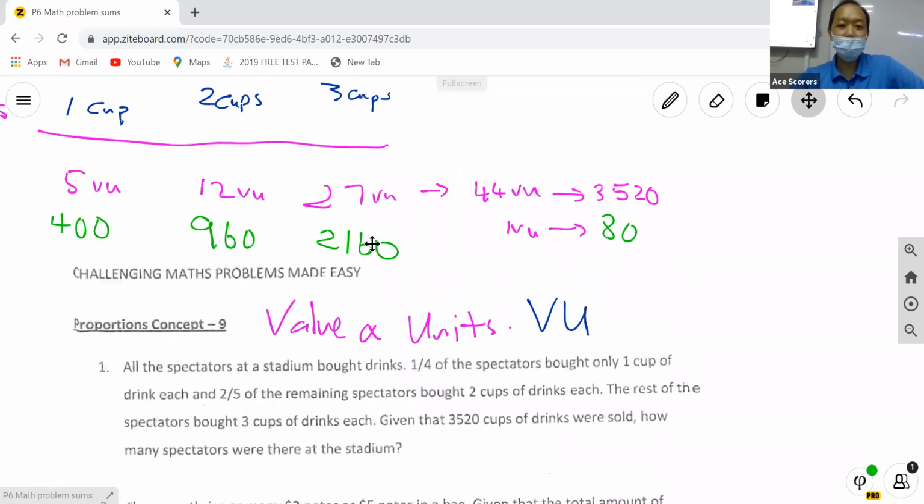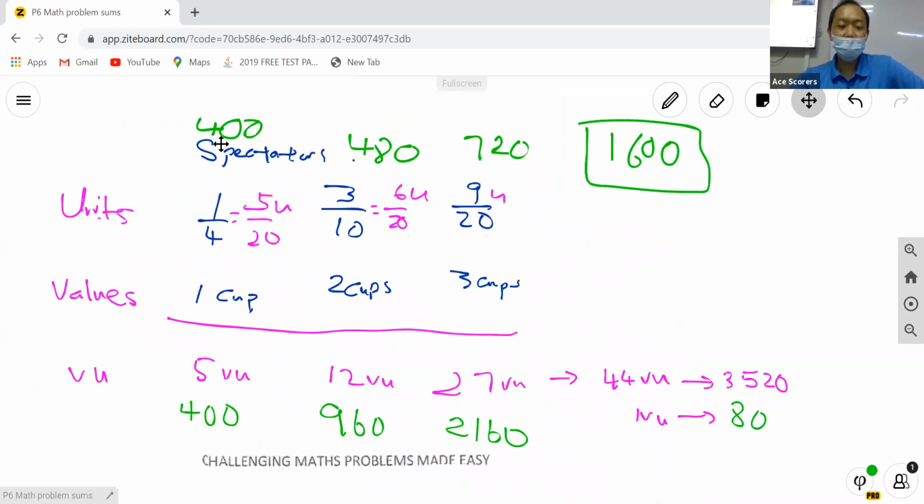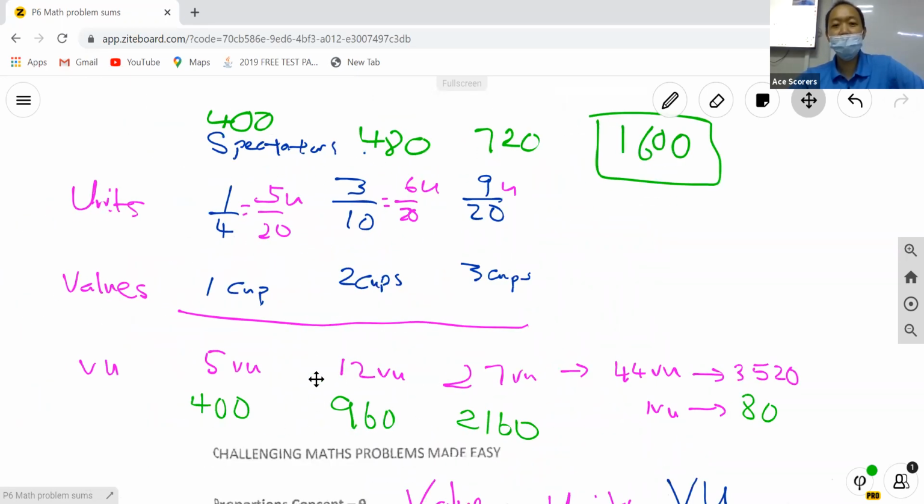Have you copied this? Can you copy this first? I'll explain in the next question. So basically, how to identify VU questions? There's always units and there's always values. So a certain value has got a certain unit, right? So every time I detect that this looks like a VU question, I will immediately write units and values and I will find VU. V times U. VU questions. You understand?